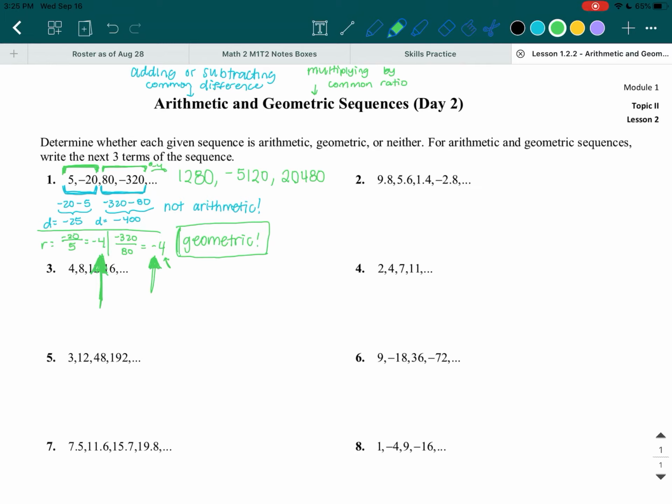All right, so I'm going to pause the video here and give you some time to try out number 2 on your own. Yes, it looks scarier because there are decimals, but let me show you where the numbers break up. The numbers are 9.8, 5.6, 1.4, -2.8, and so on. Because I know there are a lot of dots and commas, I just wanted to show you where one number starts and one number ends. All right, pause the video, try it on your own. We'll come back.